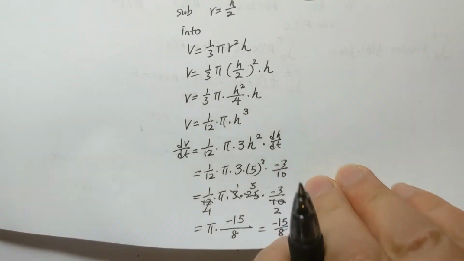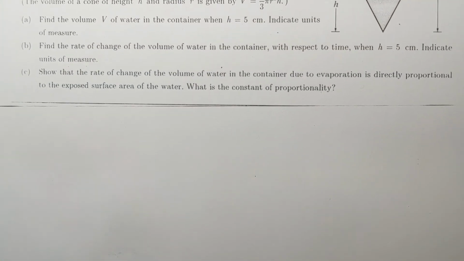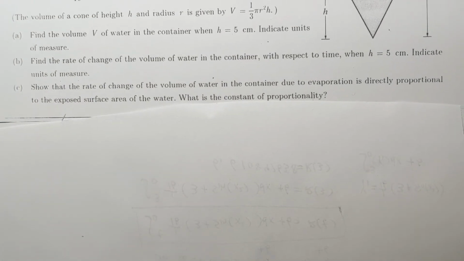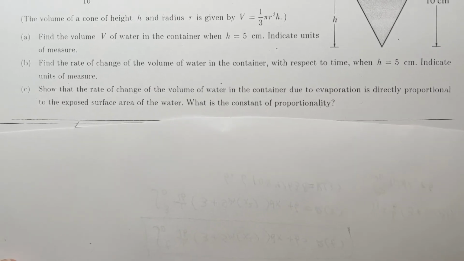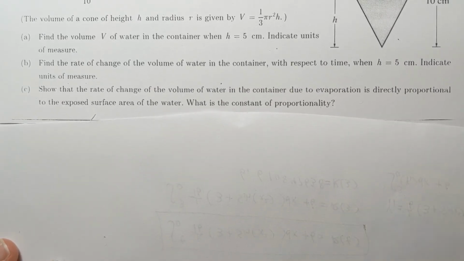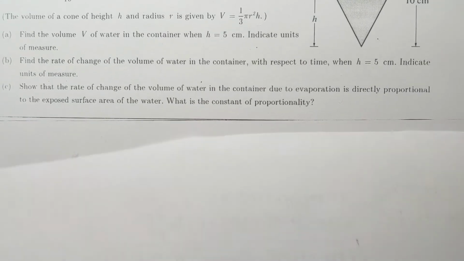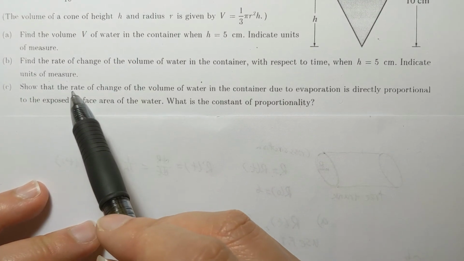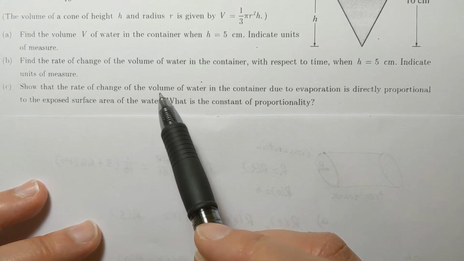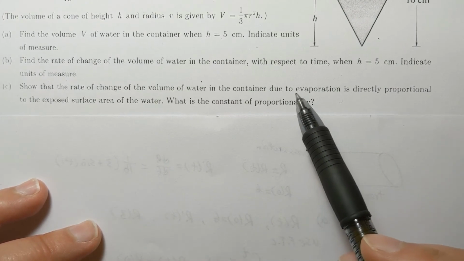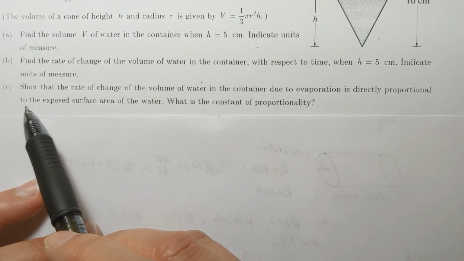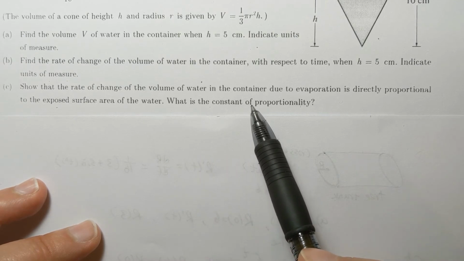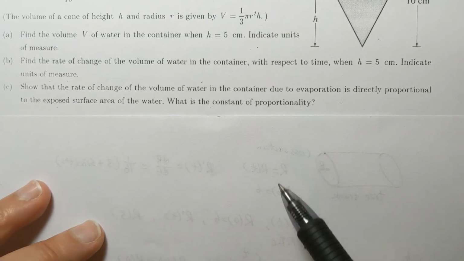Now let's take a look at part C. Part C: show that the rate of change of the volume of water in the container due to evaporation is directly proportional to the exposed surface area of the water. What is the constant of proportionality? Okay.